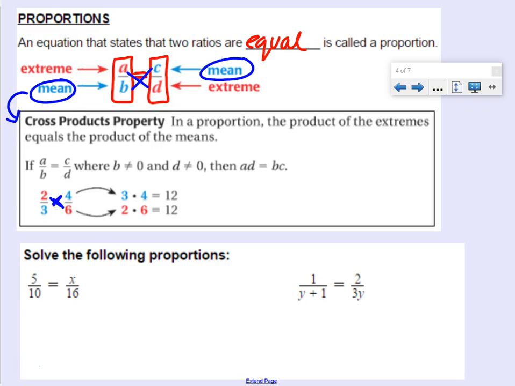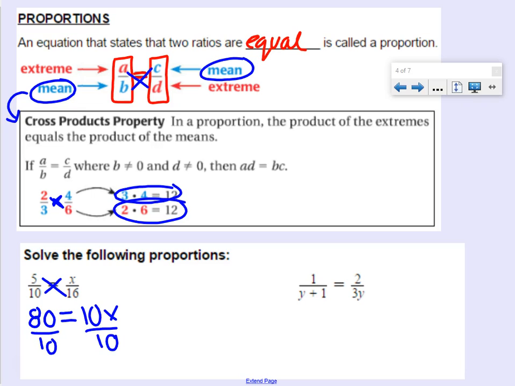You multiply your two diagonals. 3 times 4 equals 12, and 2 times 6 equals 12. So, solving the following proportions. If we do our cross multiplication, we have 5 times 16, which is 80, equals 10 times x, which is 10x. Divide both sides by 10 so we can solve for x. x equals 8.